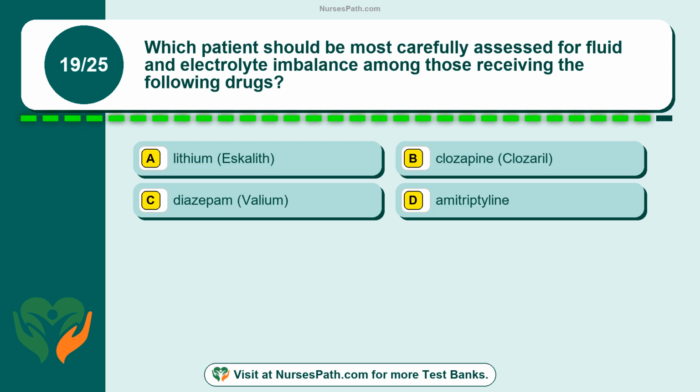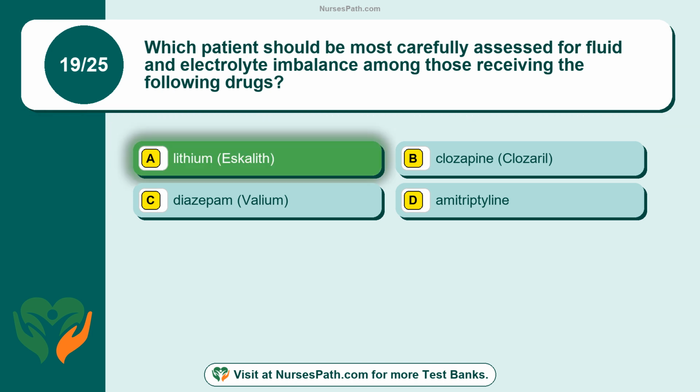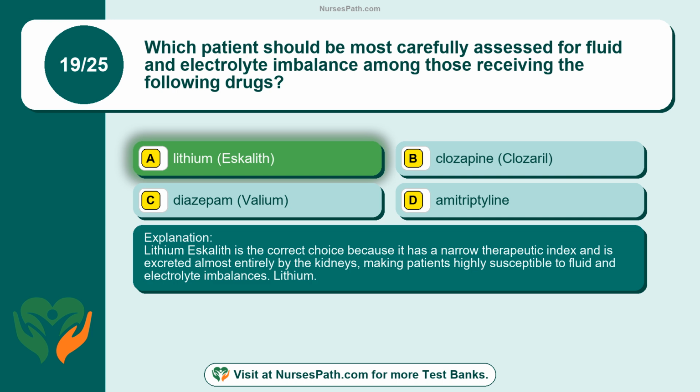Question 19. Which patient should be most carefully assessed for fluid and electrolyte imbalance among those receiving the following drugs? Option A. Lithium, Eskalith. Option B. Clozapine, Clozaril. Option C. Diazepam, Valium. Option D. Amitriptyline. The correct answer is option A. Lithium, Eskalith. Lithium is the correct choice because it has a narrow therapeutic index and is excreted almost entirely by the kidneys, making patients highly susceptible to fluid and electrolyte imbalances.